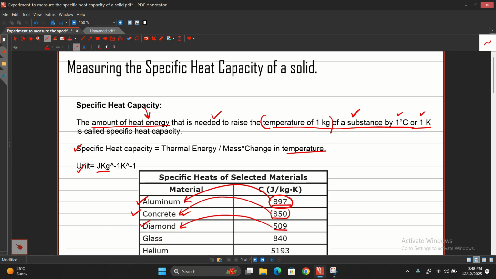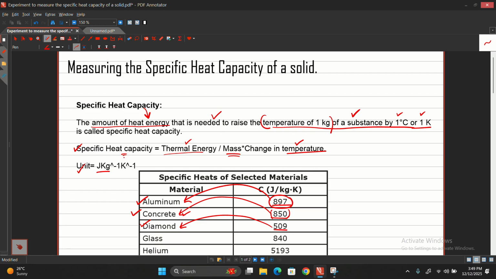Now, in order to carry out this experiment, we will obviously need some apparatus or laboratory equipment. If we look at the formula for specific heat capacity, it is thermal energy divided by mass times change in temperature. So if we can calculate the amount of thermal energy transferred to the solid object, if we know its mass, and if we calculate its change in temperature, we will be able to use this formula to determine the specific heat capacity of the given solid.